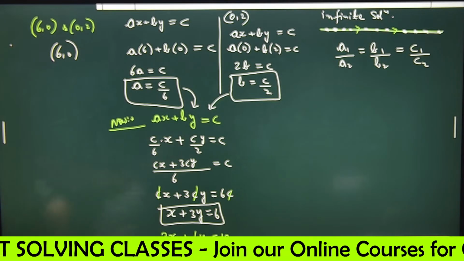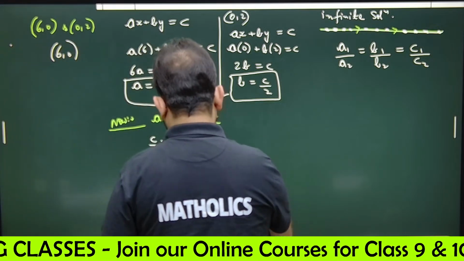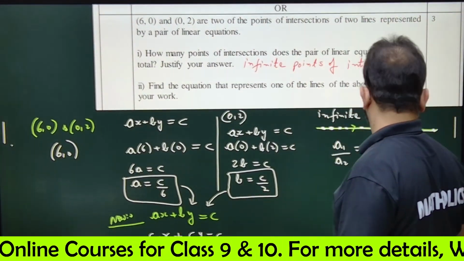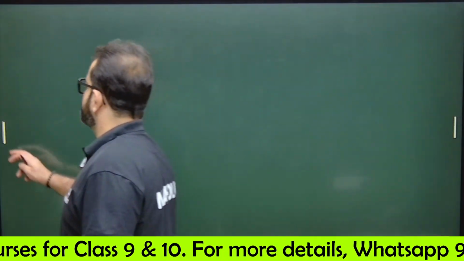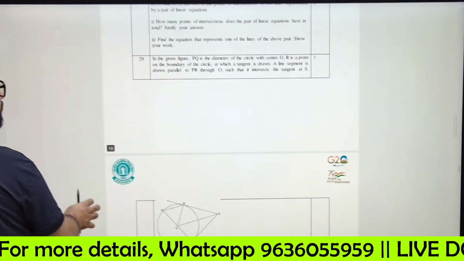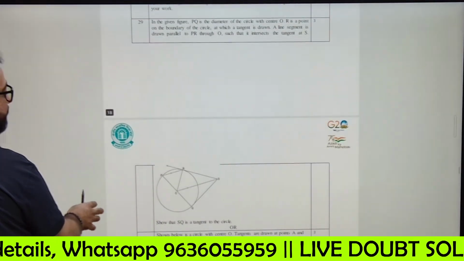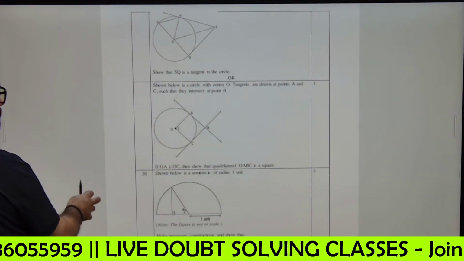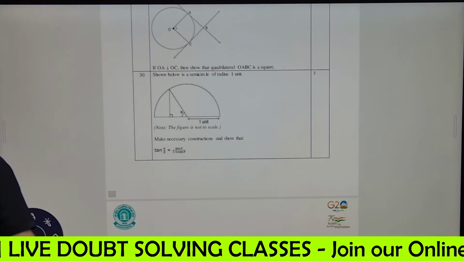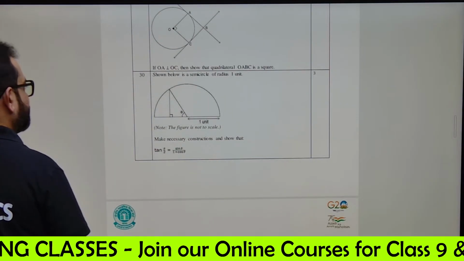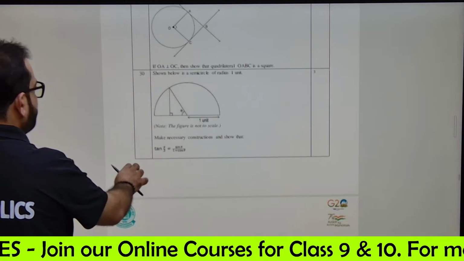Done? Okay. So let's move forward to another question. In the given figure, PQ is diameter. Circles you must not have done till now. It's a semicircle. Show that tan theta by 2 equals to.